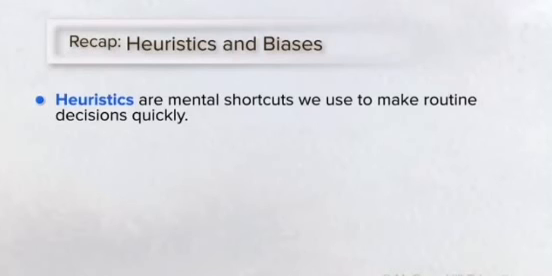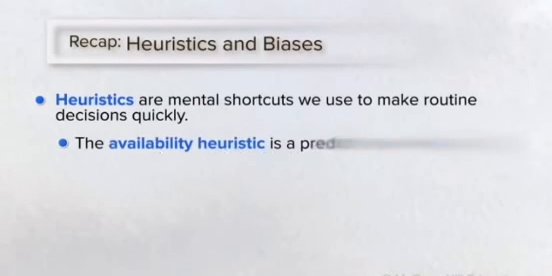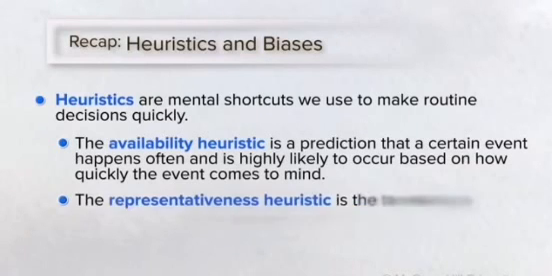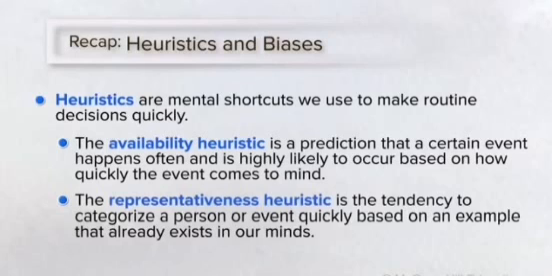Recap: heuristics and biases. Heuristics are mental shortcuts we use to make routine decisions quickly. The availability heuristic is a prediction that a certain event happens often and is highly likely to occur based on how quickly the event comes to mind. The representativeness heuristic is the tendency to categorize a person or event quickly based on an example that already exists in our minds.